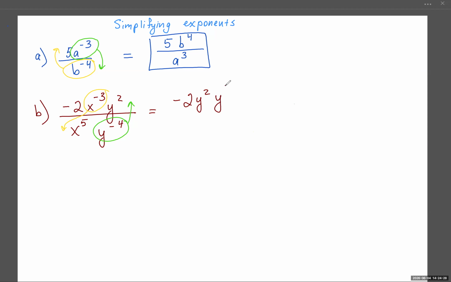I will also have y to the 4th power in the numerator. Now in the denominator, I already had x to the 5th, it stays there, and then x to the 3rd is going to be also in the denominator. Now one more step, we need to actually simplify. In the numerator, y to the 2nd times y to the 4th is y to the 6th power. We're adding the exponents together. And in the denominator, we have x to the 5th times x to the 3rd. That is x to the 8th power. Again, adding the exponents together.